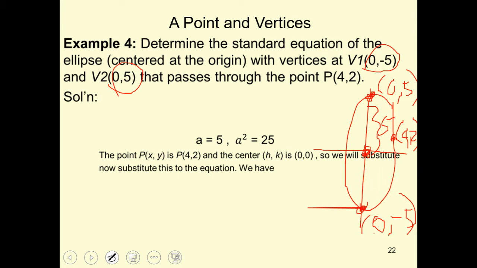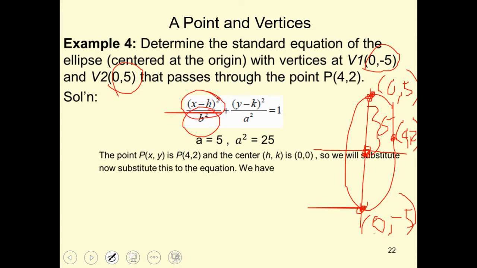So we will now substitute this to the equation. We have x minus h squared over b squared plus y minus k squared over a squared. Why is b squared here, class? Because our orientation is vertical. Okay? It is vertical, class. So your b squared is on the x side, x minus h squared. Okay? So we will substitute it.